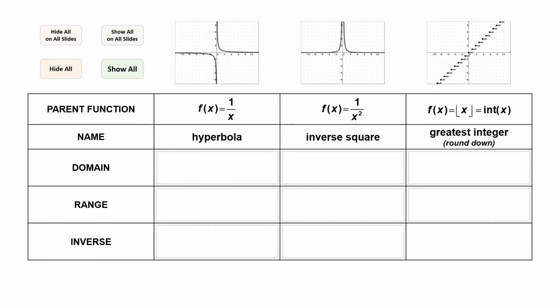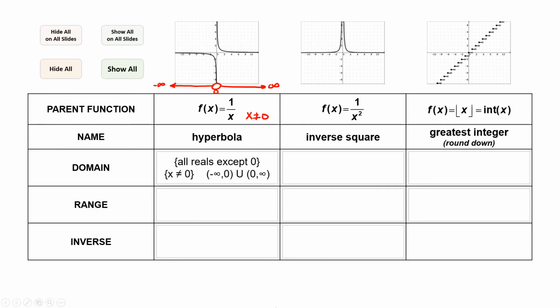We move to the last three parent functions. We'll look at f of x equals 1 over x, known as the hyperbola. Since we are dividing by x, we have to remember x cannot equal 0, must be excluded from our domain. If we look at the graph, here's the value of 0. The graph goes to the left to negative infinity. The graph goes to the right to positive infinity. But there is no point defined at x equals 0. And our domain needs to represent that.